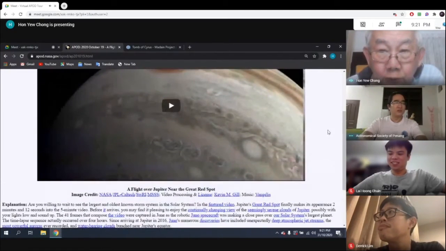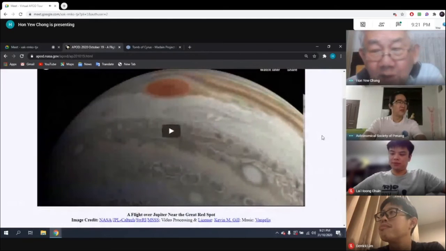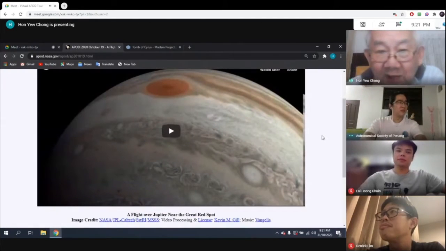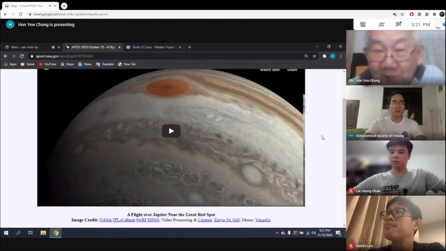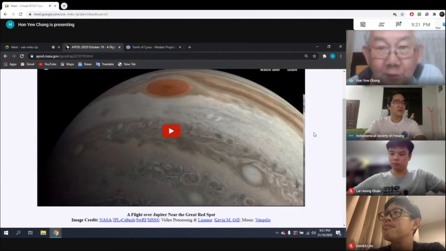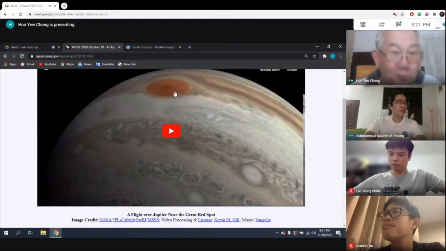Remember, in 2016, NASA flew a spacecraft called Juno, which entered the Jovian system, orbited around Jupiter, and passed by the moons from time to time. So this is a picture of the Juno flyby of Jupiter. And here you have the Great Red Spot, all right?